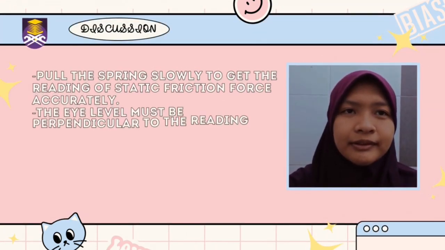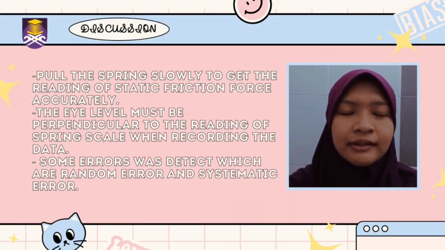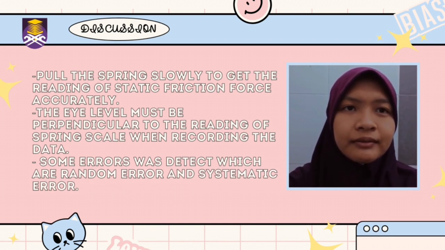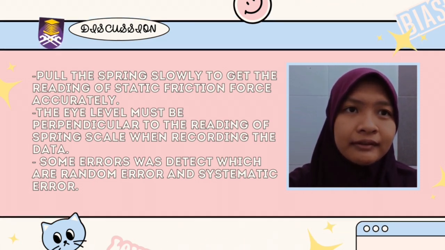Discussion: pull the spring slowly to get the reading of static friction force accurately. The eye level must be perpendicular to the reading of the spring scale when recording the data. Some errors were detected, which are random error and systematic error.